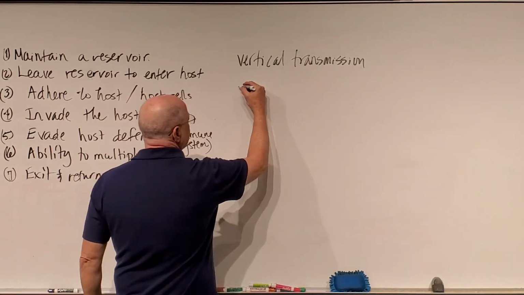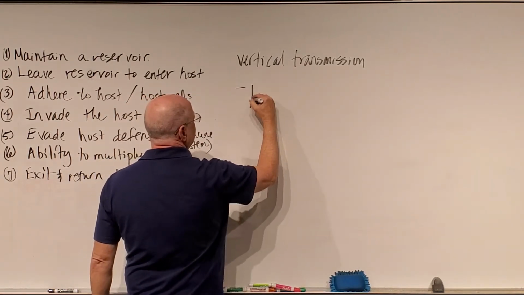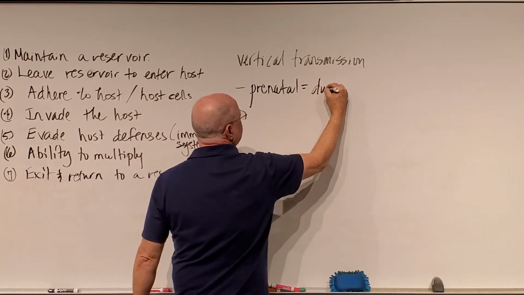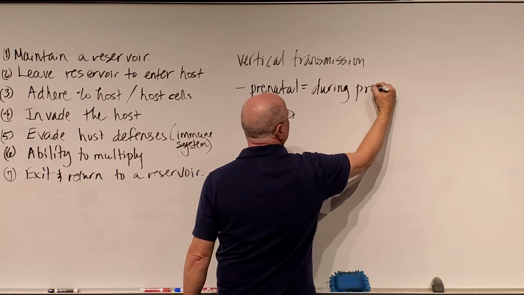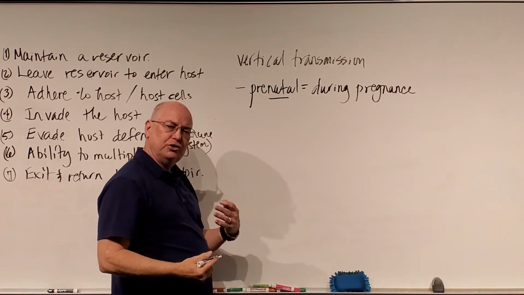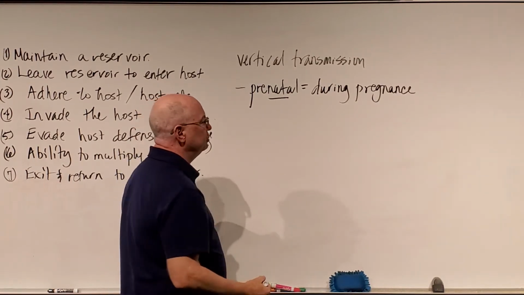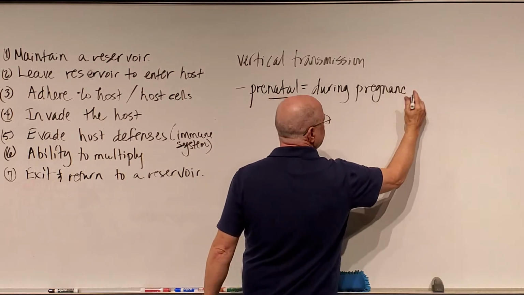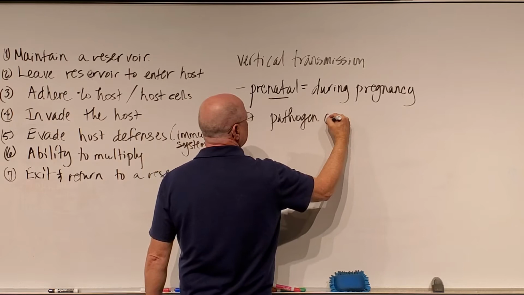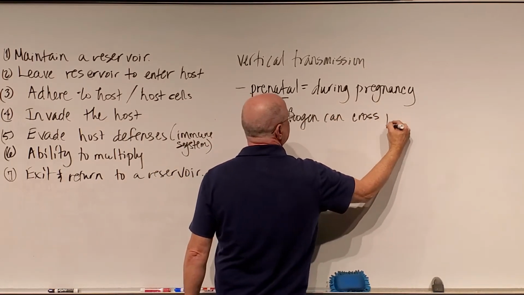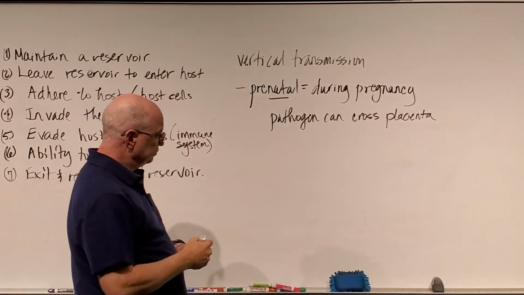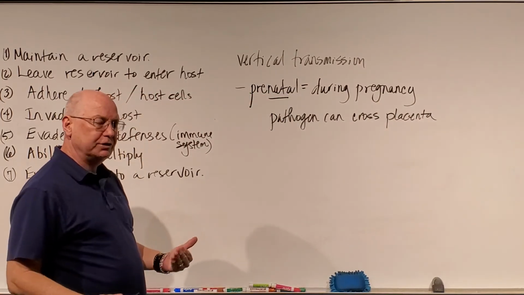And there's two ways that this can happen. One is called prenatal transmission. This is during pregnancy or prior to birth. Natal comes from nature, and naissance means birth in French. So this is during pregnancy. The pathogen can cross the placenta somehow, some way, sometimes through the umbilical cord. But we call that prenatal transmission.